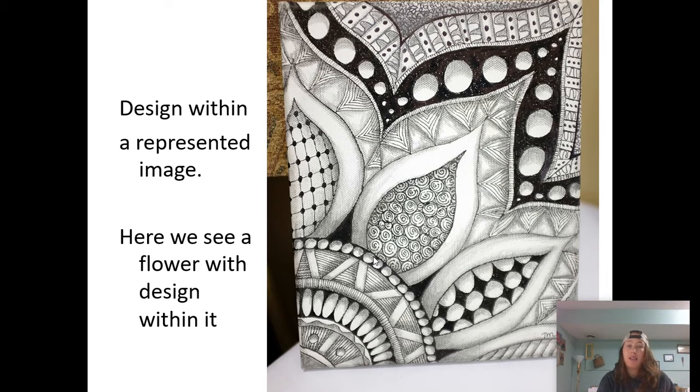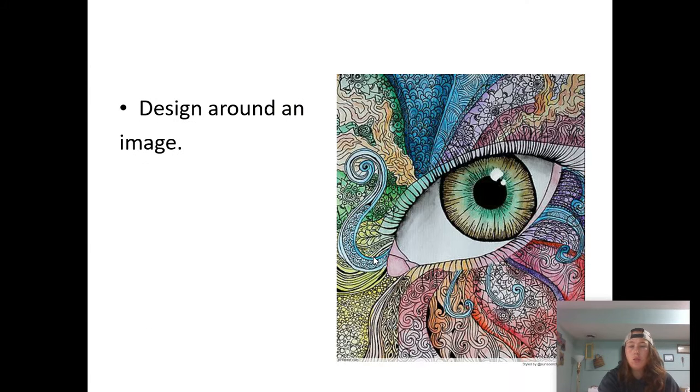This next one actually has a little bit of representation in it. The basis is a really enlarged flower, and then there's design within that. Again, it's still abstracted, but there was a representation of something that was an inspiration for this. So you can go either way. You could also do designs around an image as well. You've got the eye in the center here, and the designs are all created around that.